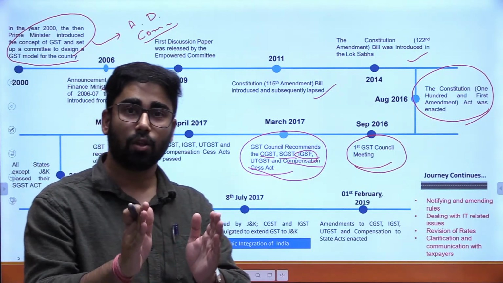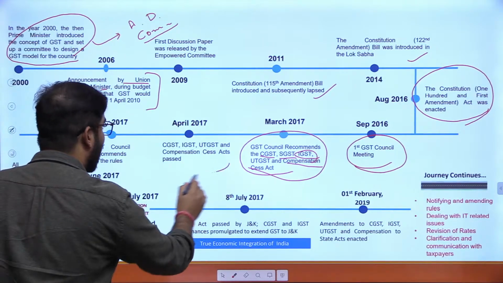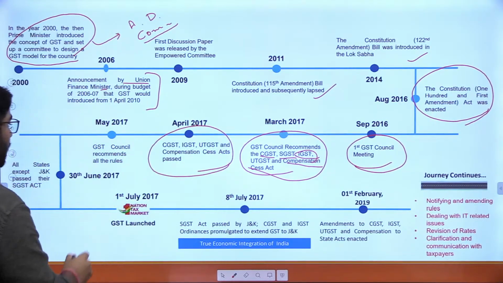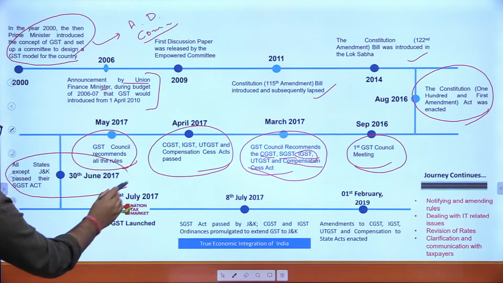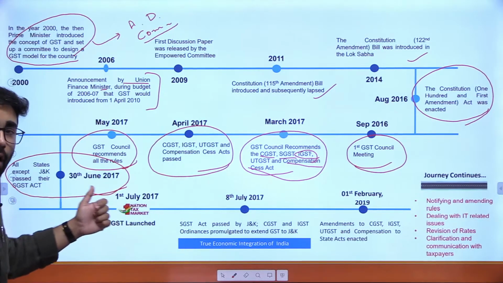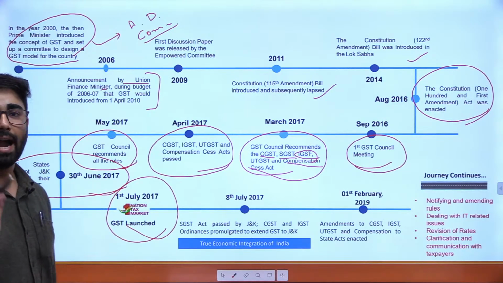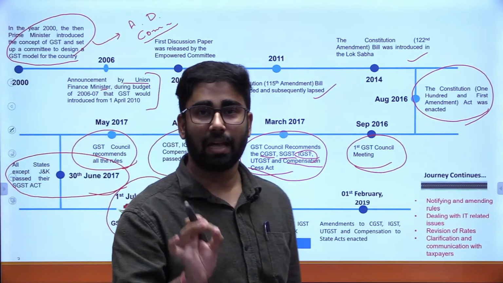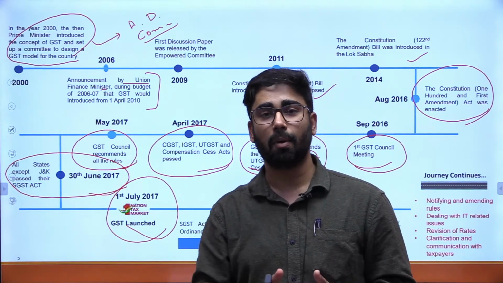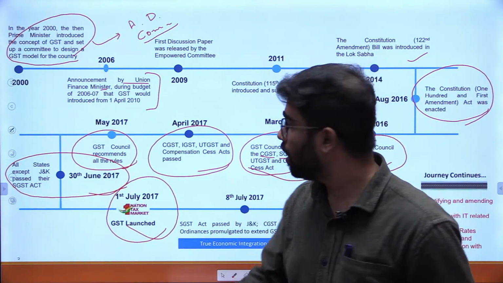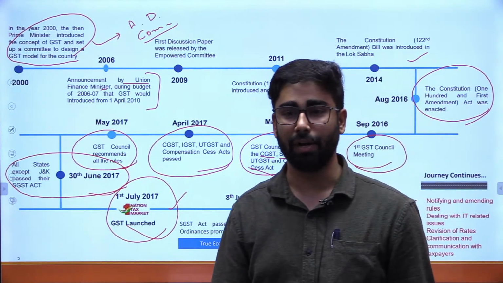अब रेकमेंड करी तो इन एक्ट को इनेक्ट भी करना पड़ेगा पार्लियामेंट में. तो फिर वही हुआ, ये सारे एक्ट पास हुए अप्रैल 2017 में. जीएसटी काउंसिल ने सारे रूल्स बनाए. उसके बाद एसजीएसटी एक्ट पास हो गया 30 जून को 2017 में और 1 जुलाई को जीएसटी लॉन्च हो गया एट मिडनाइट सेशन. शायद आप लोगों में से कई को याद भी होगा कि एक स्पेशल सेशन बुलाया गया था पार्लियामेंट में. तब हमारे प्रेसिडेंट थे प्रणब मुखर्जी जी और उन्होंने जीएसटी लॉन्च किया 1 जुलाई 2017 को.